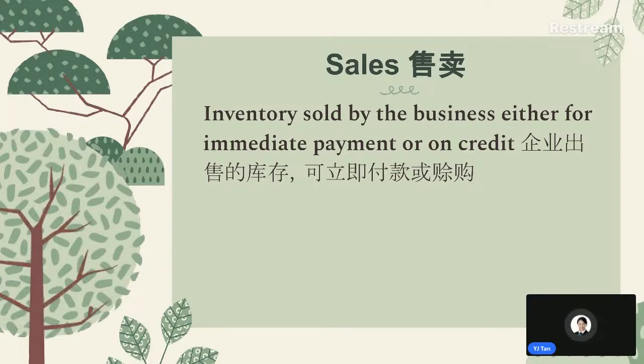And then in terms of sales, inventory is sold by the business either for immediate payment or on credit. It means you sell something from your business, not from your personal account. Either you receive the money directly into your bank account, which is what we call immediate payment, or you receive cash into your business, which is also immediate payment. Another possibility is you agree with the buyer, saying, I'm okay not to receive the money maybe 60 days down the road. It's on credit.